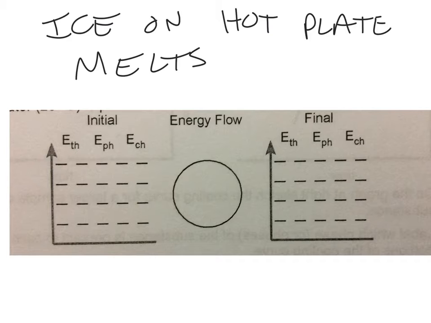The second example I want to do is ice melting on a hot plate. So I'm going to start out the same way. I'm going to give this just one block of thermal energy. It's not at absolute zero, so it still has a little bit. And then I'm going to go ahead and do just one block of that phase energy. And then one block of that chemical energy. So I've got the energy that I'm starting with.